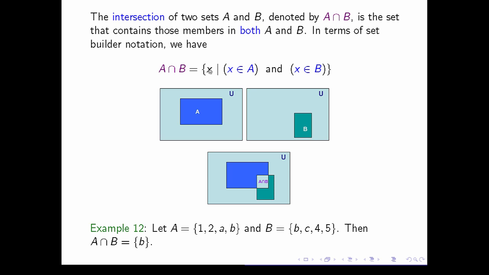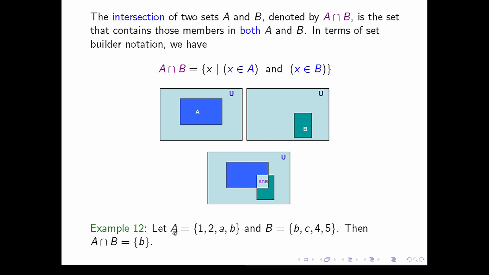So in terms of set builder notation, the intersection of two sets contains all members in both A and B. Now if we look at the Venn diagram, you can see that A is represented by the blue rectangle, and B is represented by the dark green rectangle. Their intersection is the one in common here, the tiny one. That is the set containing all members from both A and B. The shared one, the common one.